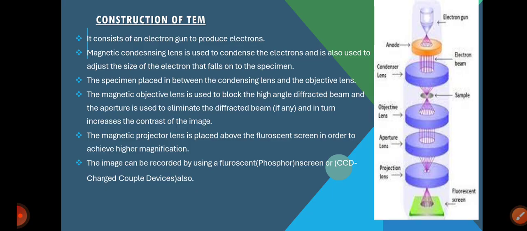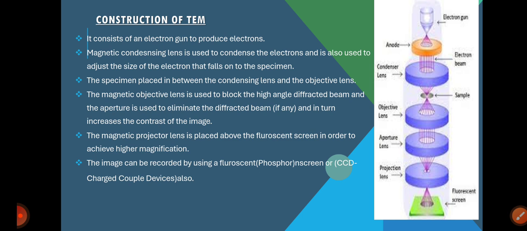After this principle, next I am considering the transmission electron microscope. Its construction consists of the electron gun initially, and after this the magnetic condensing lens. The magnetic condensing lens is used to condense the electrons and also to adjust the size of the beam that falls on the specimen. The specimen is placed between the condensing lens and the objective lens.